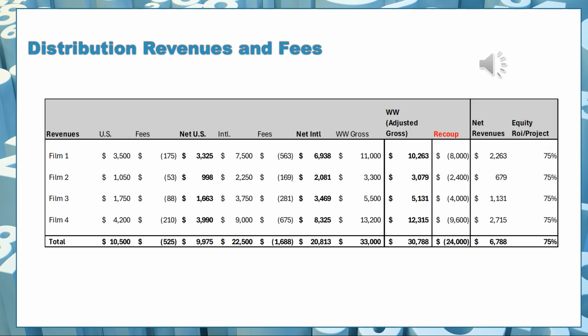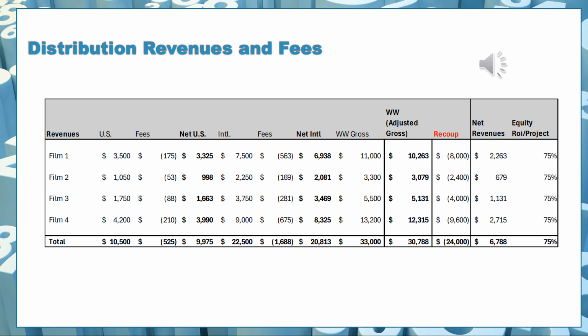In the next step, we are establishing our distribution revenues for each film. Film 1 generates $3.5 million from the US, and the distribution fees of $175,000 are deducted, giving us a net revenue for the US of $3,325,000. The international revenues for Film 1 are generating $7.5 million. The fees of $563,000 are deducted, leaving us with a net international revenue component of $6,938,000. Gross revenues for the film worldwide are $11 million.